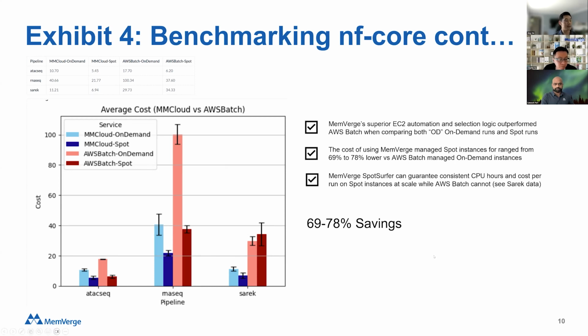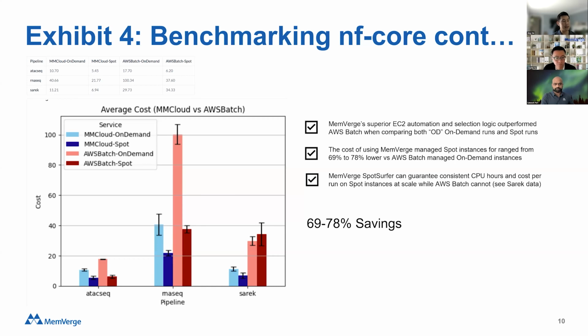And one of the really interesting points in this particular benchmark is if you look at the Sarek results, the Spot AWS batch run actually ended up costing more than the AWS batch on-demand run. Why is that? Well, part of the risk that you would be taking by using Spot instances is that you can lose the instance and have to retry from the beginning again.